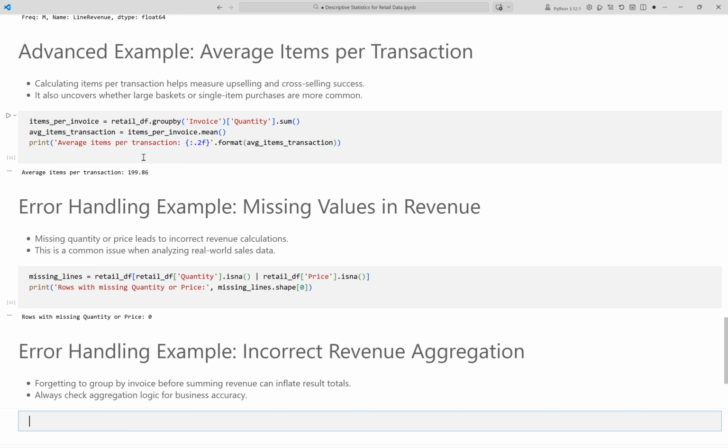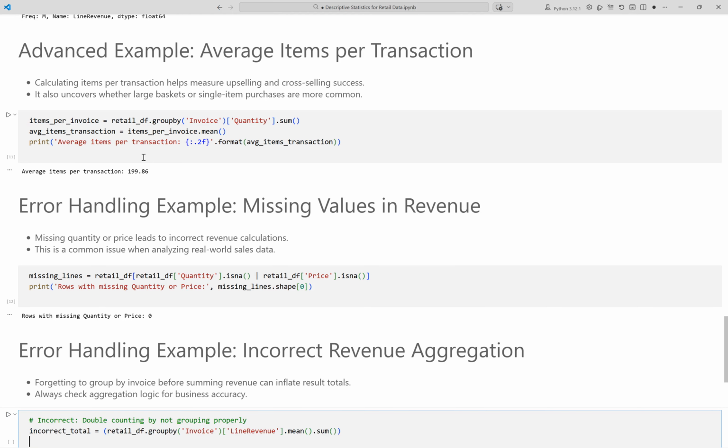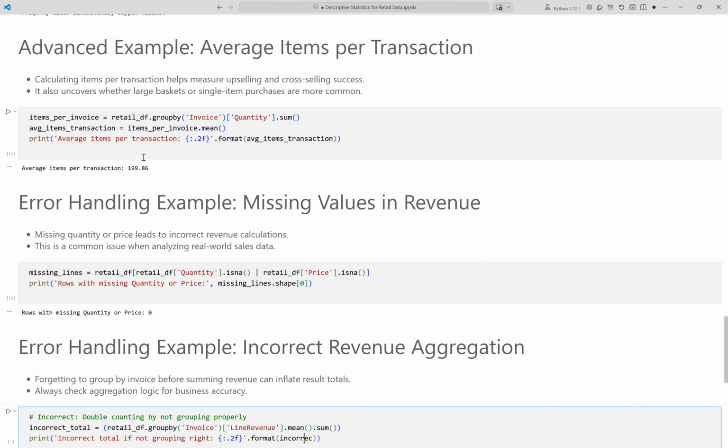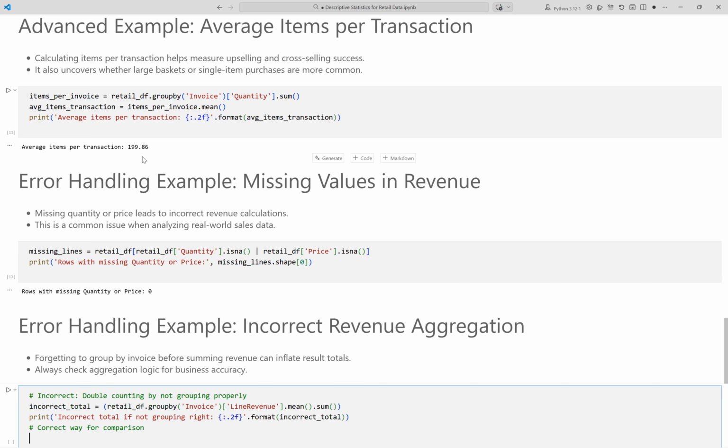Here is an incorrect way: taking the mean revenue per invoice, and then summing those means. We print the incorrect result, which will be lower than actual revenue. We print the correct total, as calculated earlier, to show the difference. Always verify your groupings to avoid missing or double counting data.